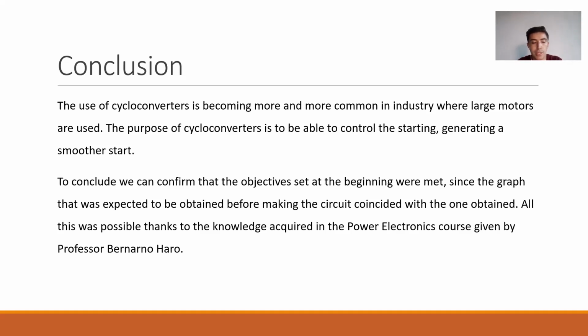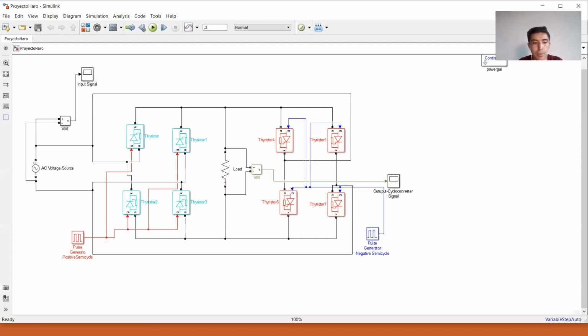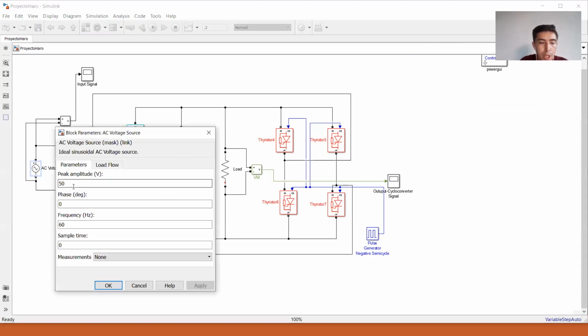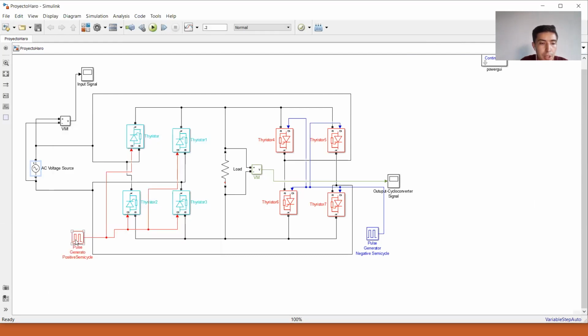Okay, now I'm going to present the circuit that I realized in the Simulink software. As we can see, we have 8 resistors. We have the AC voltage source that is 50 volts peak amplitude and a 60 hertz frequency. Now we have here the positive pulse generator and the negative pulse generator.